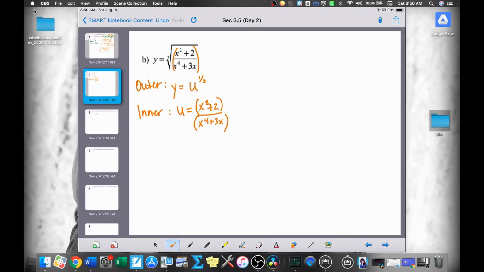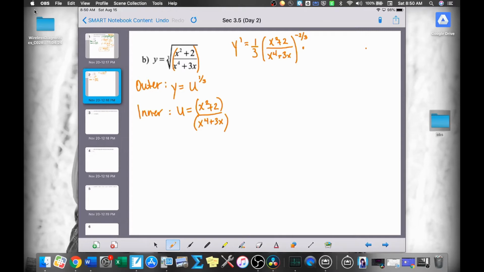All right, so first step, y prime is equal to, we start by differentiating the outer function at the inner. So I bring down the 1/3, the inner function stays the same, x squared plus 2 upstairs, x to the 4th plus 3x downstairs. And then I have to subtract 1 from my exponent. 1/3 minus 1 is -2/3. We've seen that before. Now I have to multiply by the derivative of the inner function, so this is where I have to do my quotient rule.